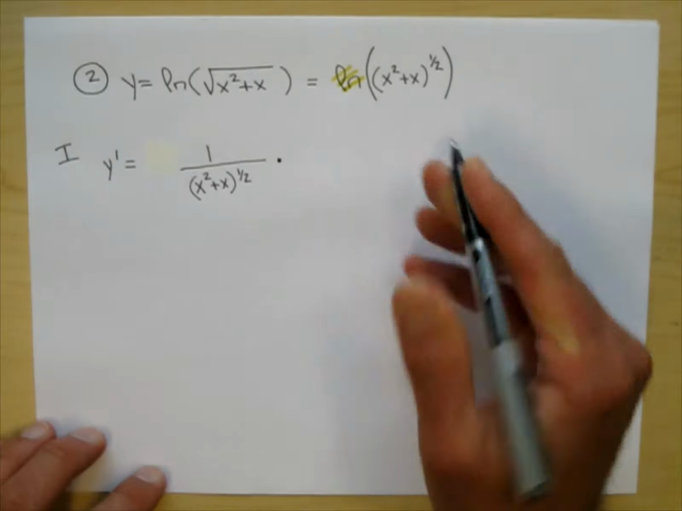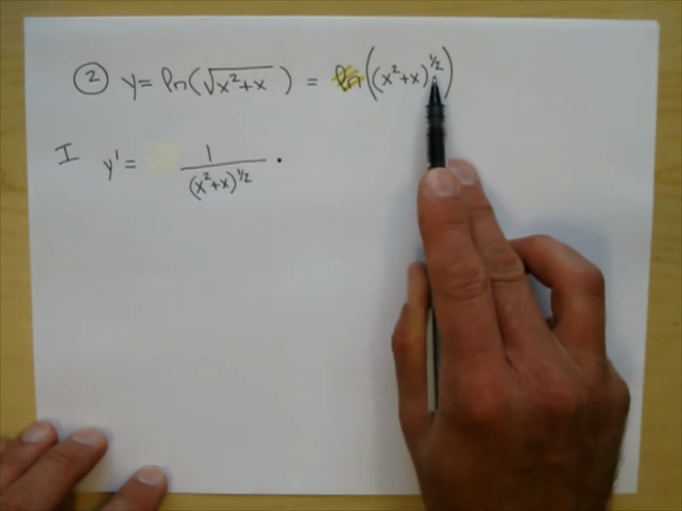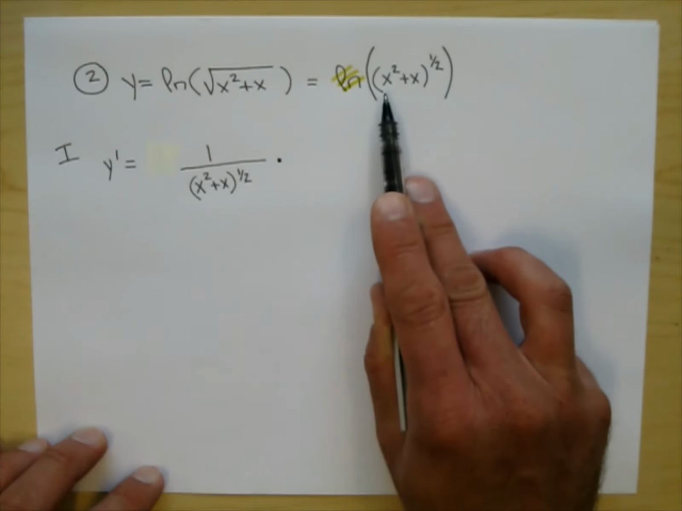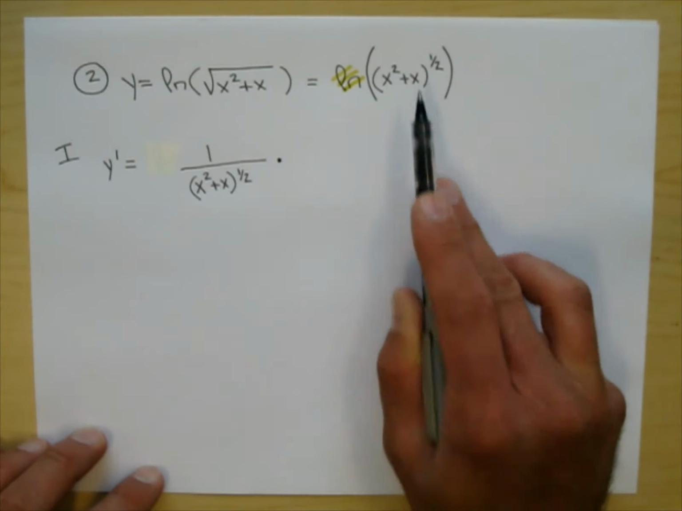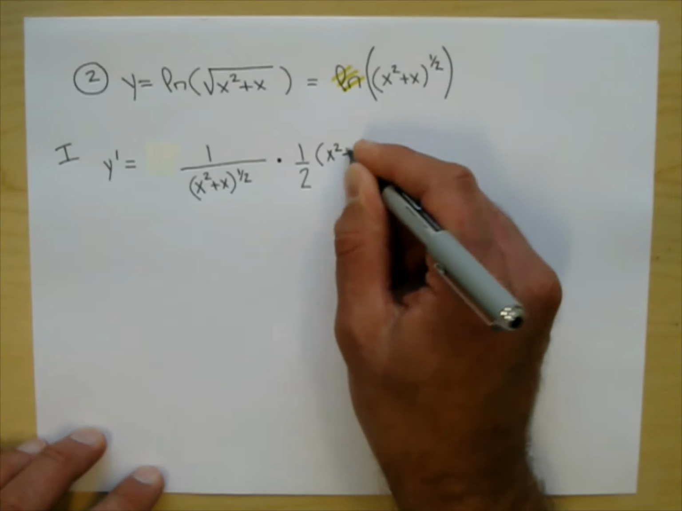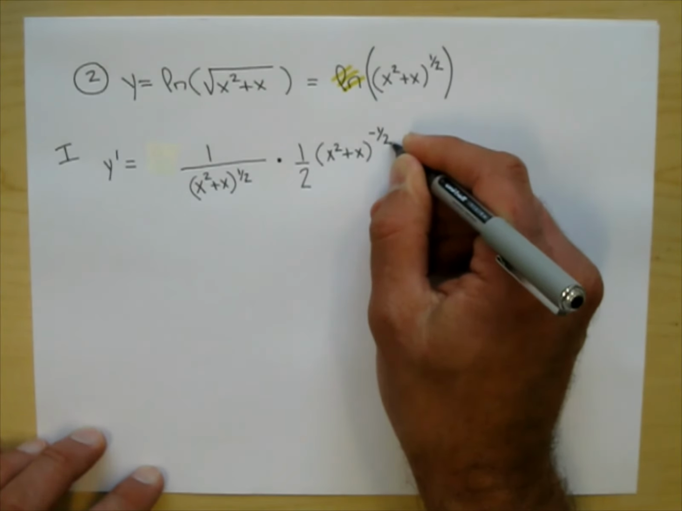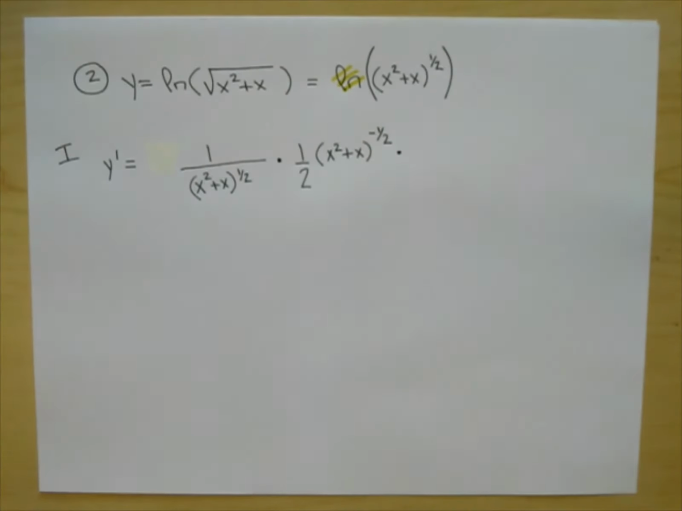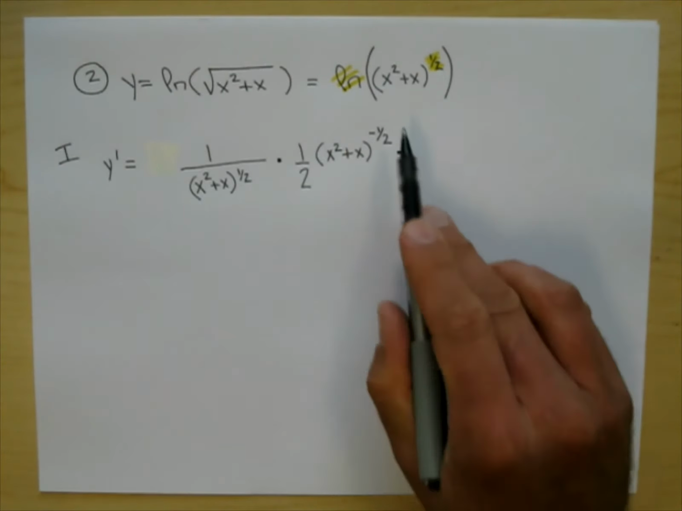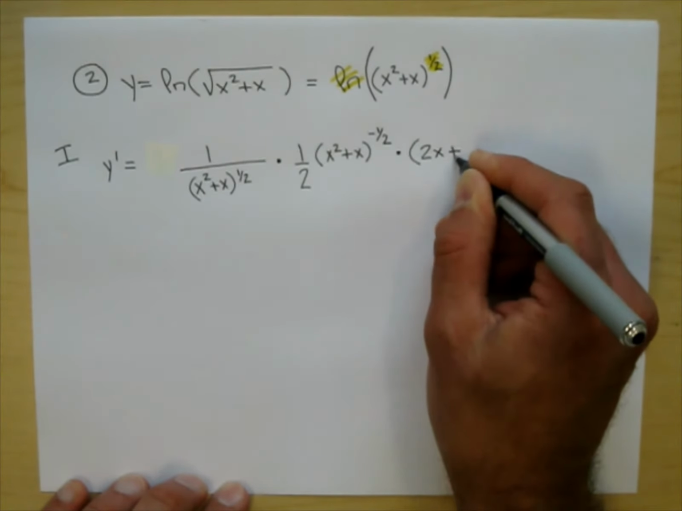Now I'm going to multiply this by the derivative of the something. Now the something, we have to do the chain rule as well. So now I'm going to redefine my something. I'm looking at this right here, and I really have something to the 1/2 power. Well, something to the 1/2 power is 1/2 something to the, and you replace that by 1 less, so negative 1/2. So that takes care of the 1/2. And now I'm going to take the derivative of x squared plus x, which is 2x plus 1.